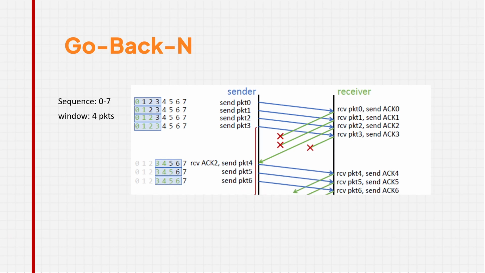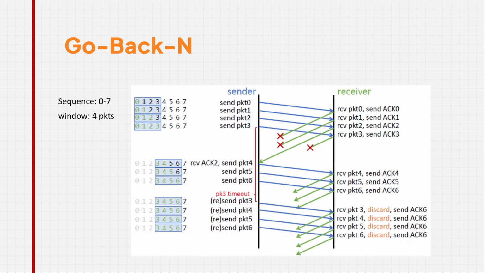Okay, but 3 and 4 is still being sent, right? 3 is being sent, right? So you're going to send 4, send 5, send 6, because it doesn't know that 3 is lost yet. Okay? Up to the point where there's a timeout for packet 3, then you will have to resend this whole window. Okay? That's your go back N.